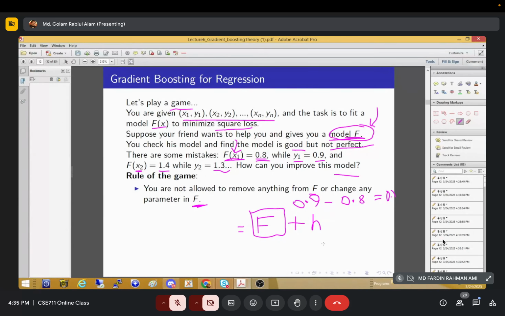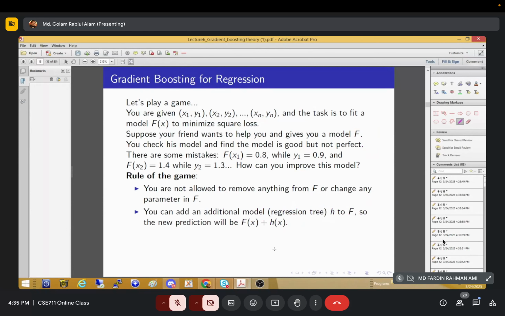Okay? Correct answer. So it means that you can just add an additional model. Let's say that if the problem is regression, then apply the regression tree again on h to f. What's h? h is actually built on our errors. Okay, errors. So the new prediction will be f of x plus h of x. So this h of x we will build on the errors, on the differences from the original minus prediction. Okay, original minus prediction.